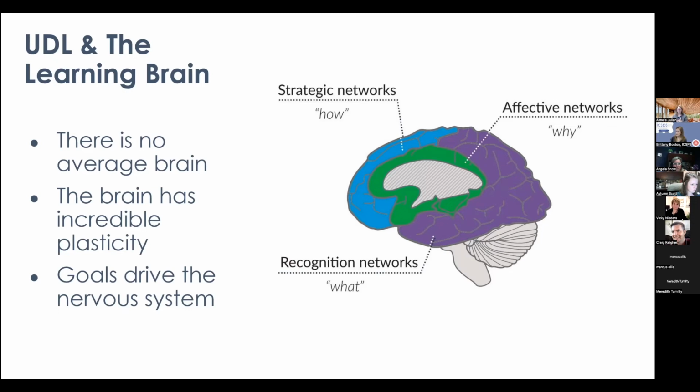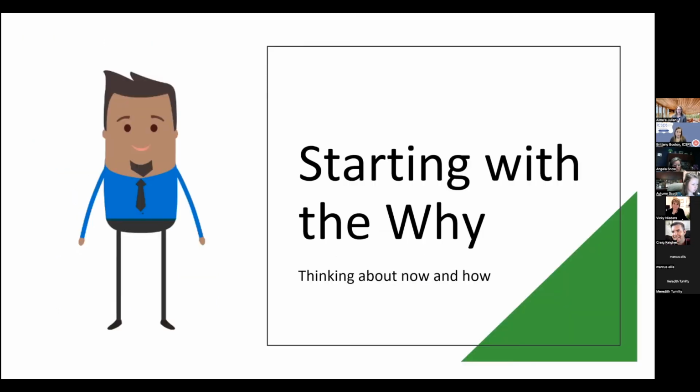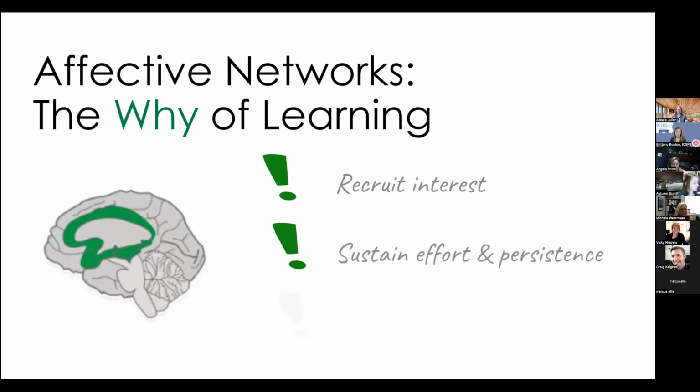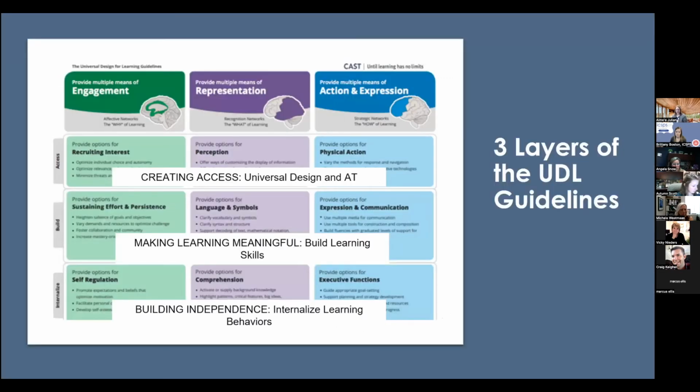We talked about this in the video, so we're going to go through this pretty quickly because I want to let you have minutes to have conversations and also talk about all the other fun stuff we have on the agenda. Starting with the why: affective networks, or the why, are about recruiting interest, sustained effort and persistence, and then self-regulation. This is a diagram that we'll share out as well.